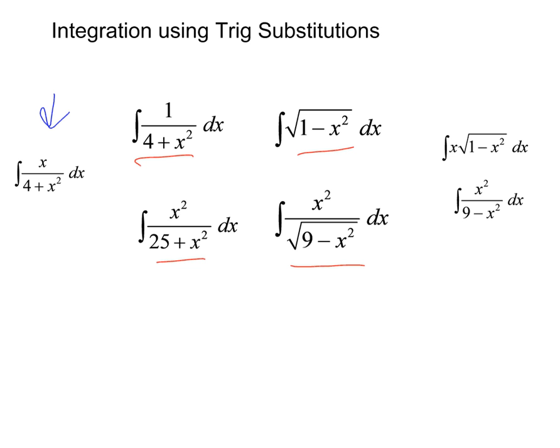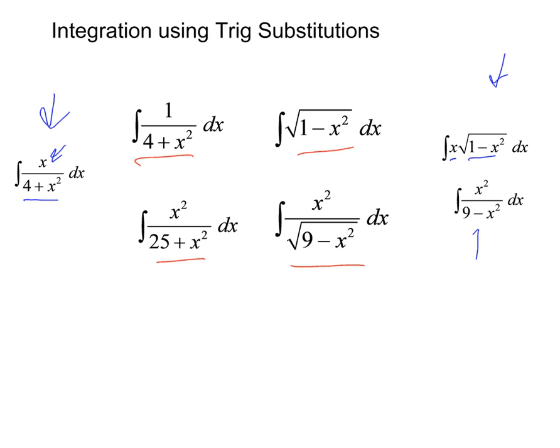What's on the left, if you let u be equal to 4 plus x squared, u is just going to involve an x, and so this integral involves a natural log. Over here on the right, if you let u be equal to 1 minus x squared, there's that x again, that du, and so this is going to be basically the integral of u to the 1/2.